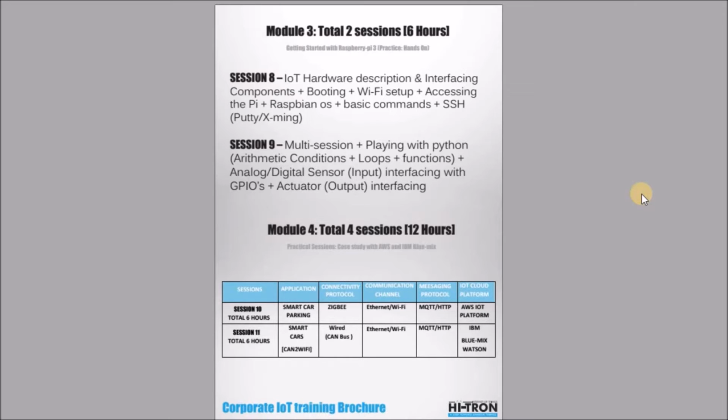So again, in this demo, we will be using Raspberry Pi, and the connectivity protocol we will be using is CAN bus, and we will interface the CAN module to the Raspberry Pi and get the data onto the IBM cloud. So we can log the data onto the IBM cloud, and we can read the data coming from the CAN bus. The connectivity protocol will be wired CAN bus, the messaging protocol will be MQTT and HTTP, and the communication channel will be Wi-Fi or Ethernet.